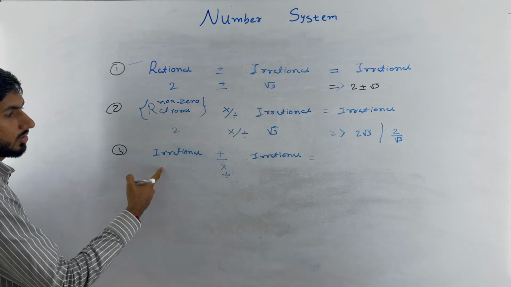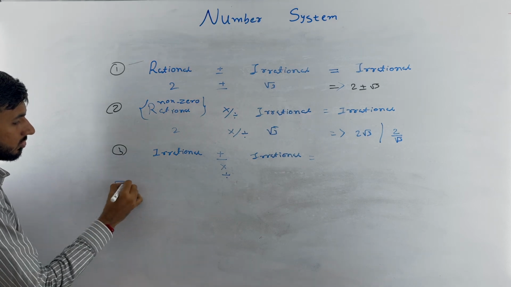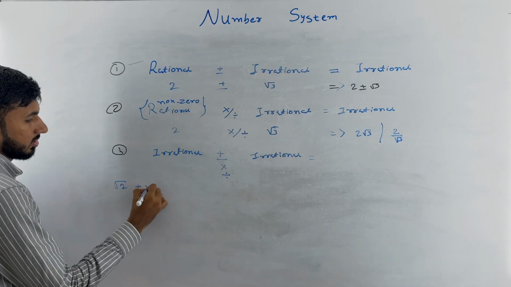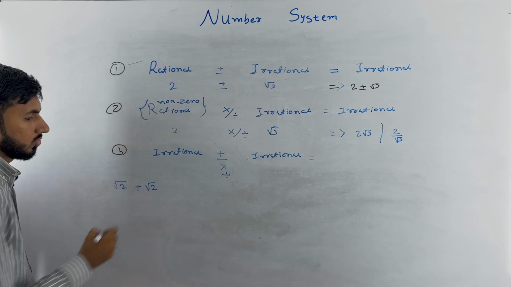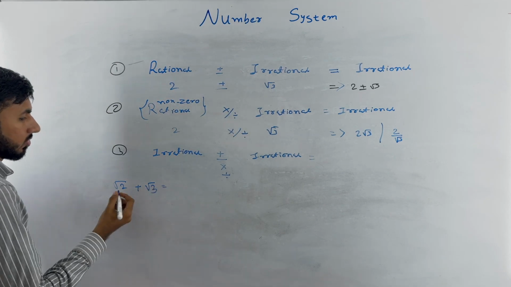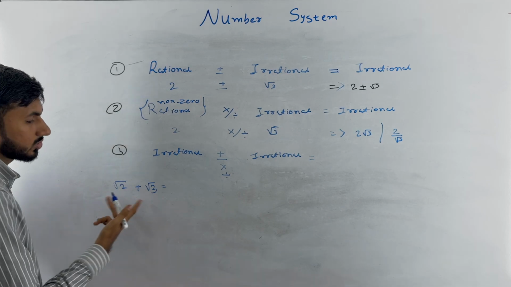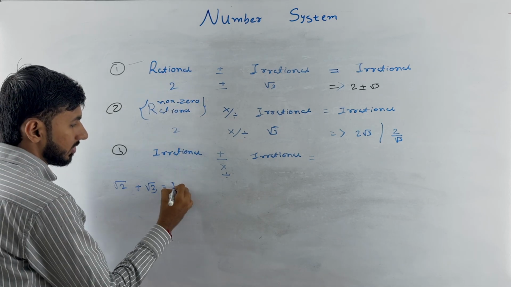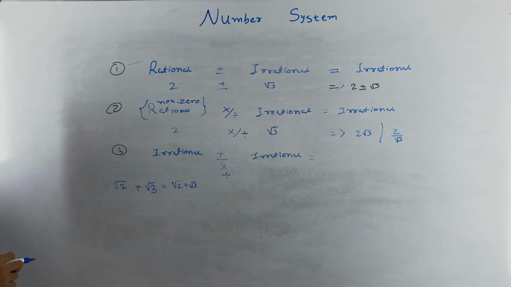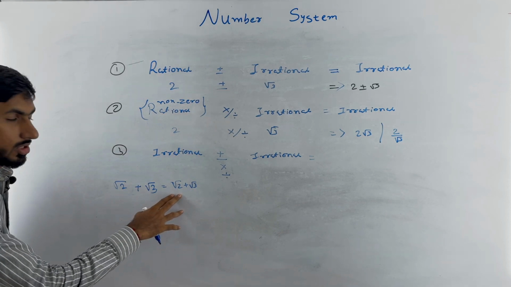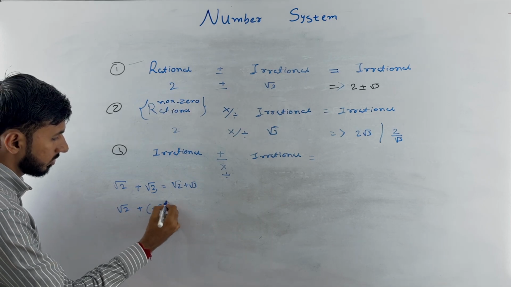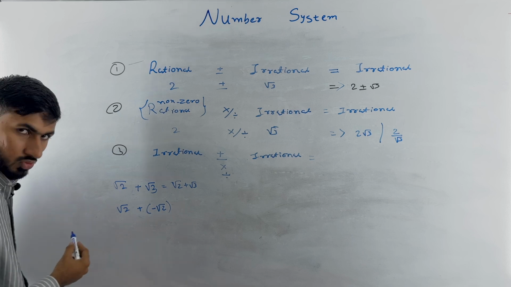First of all, I have to take an irrational number. So let me take root 2. Here again an irrational number, plus root 2 or plus root 3, whatever you want to take, right? Let me take root 3. Root 2 plus root 3, these both numbers are irrational, so our answer will be the same as root 2 plus root 3. I am not writing the answer in decimal form, right? This is an irrational number.